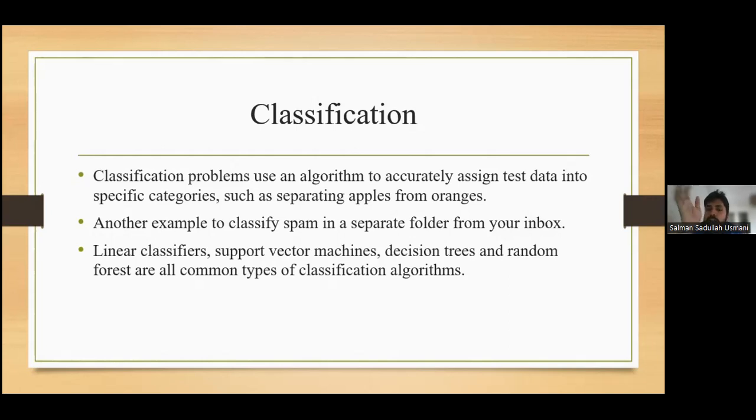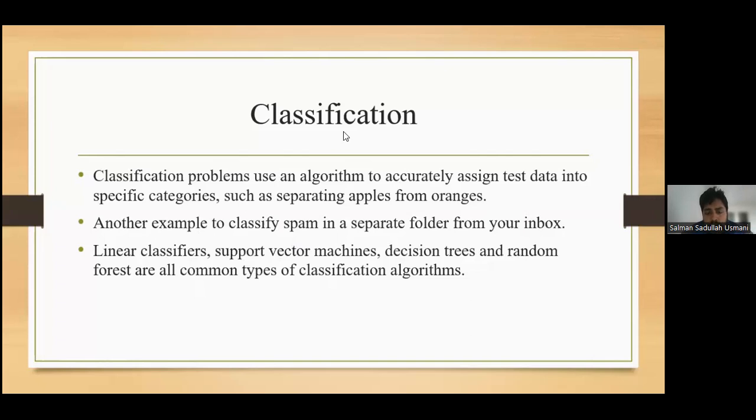So it will already classify it as spam, and it will move it to your spam folder instead of the inbox. So this is a very classical example of applying classification-based machine learning to your mailbox. I hope I'm clear in explaining this example.